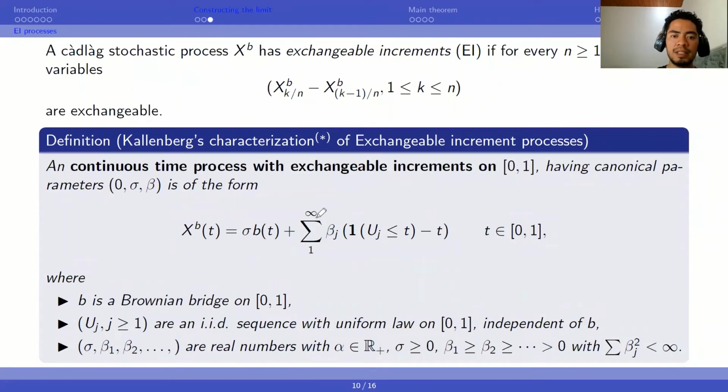Kallenberg gave a characterization of any such exchangeable increment processes. In our case, they are going to be of the form a Brownian bridge plus the sum of positive deterministic jumps, compensated and happening at some IID uniform times. And the uniforms and the Brownian bridge are going to be independent.